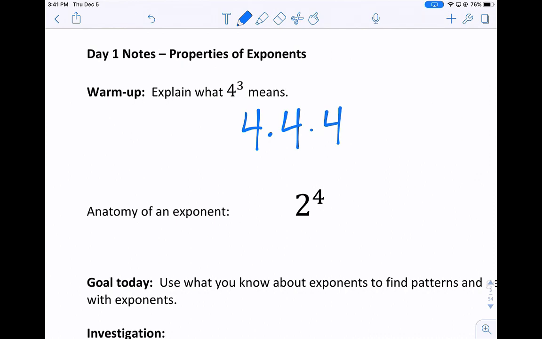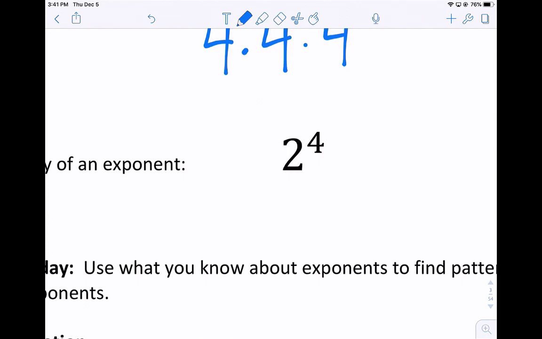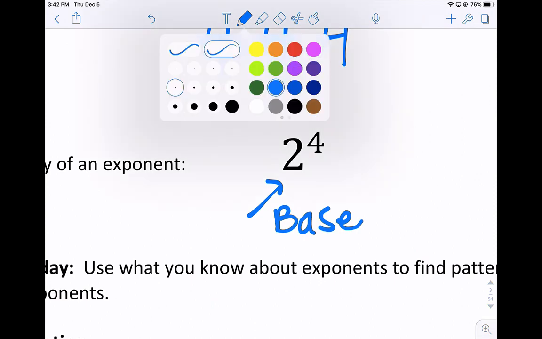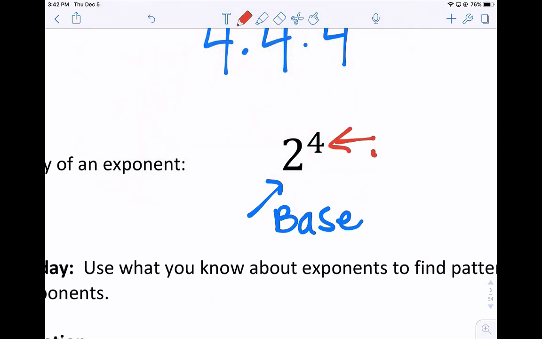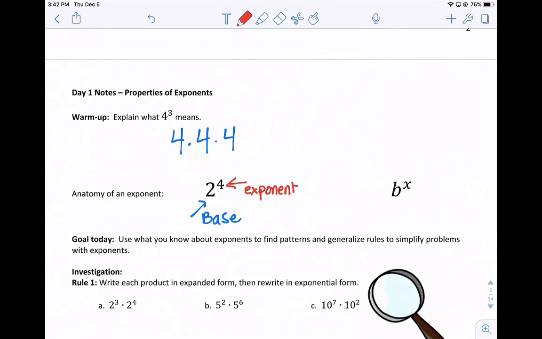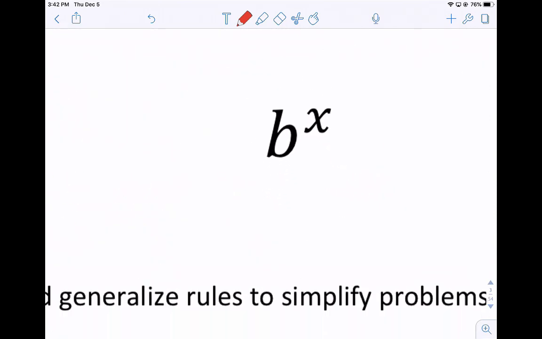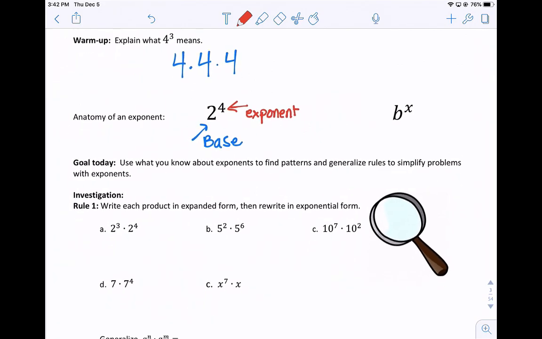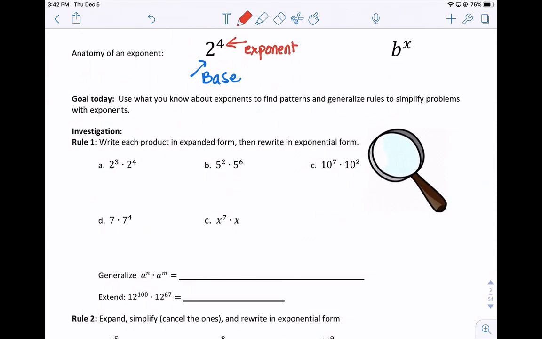So that leads us to the anatomy of an exponent. In an exponent that looks like this, the big number, the bottom number, we call the base. And then the little number we call the exponent. All right, so you might see it written in this form, b to the power of x. Your goal today: use what you know about exponents to find patterns and generalize rules to simplify problems with exponents.